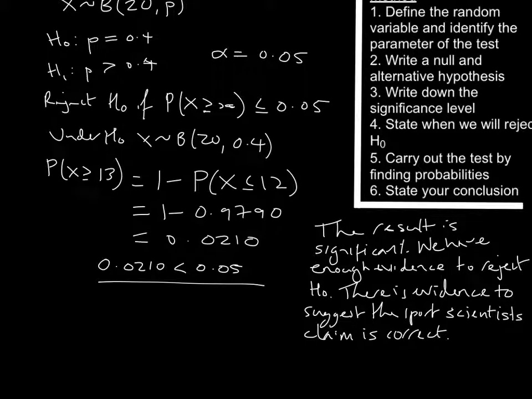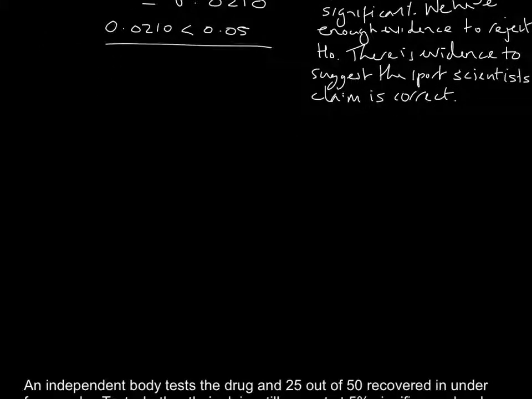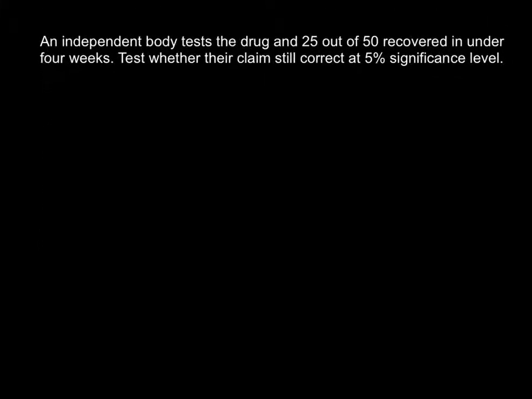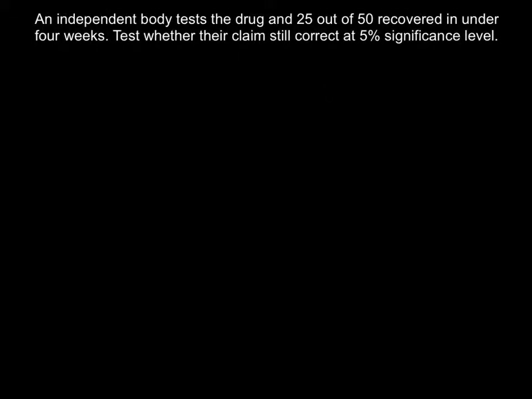Now, I want to do just one more extra scenario where the claim is found to not be correct, and what that looks like and how we judge that. So I've added an extra scenario, and it's using the same information as above, but it states that an independent body tested the drug and 25 out of 50 recovered in under 4 weeks. Test whether their claim is still correct at the 5% significance level.